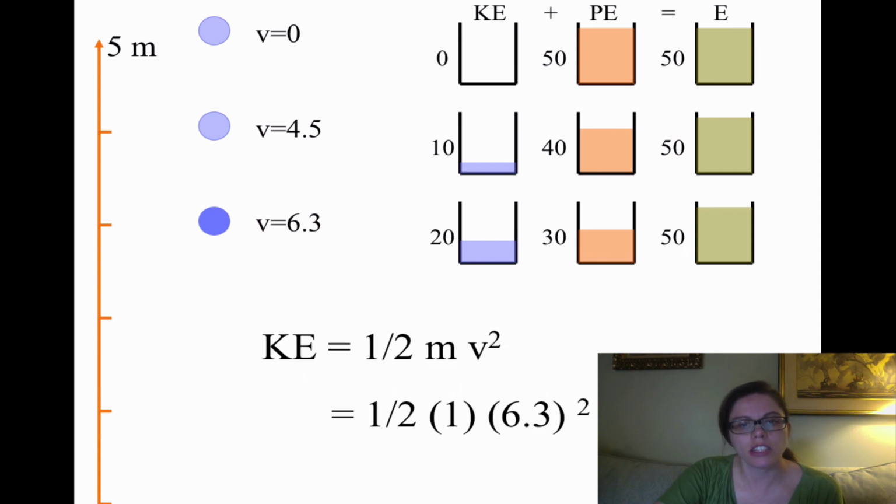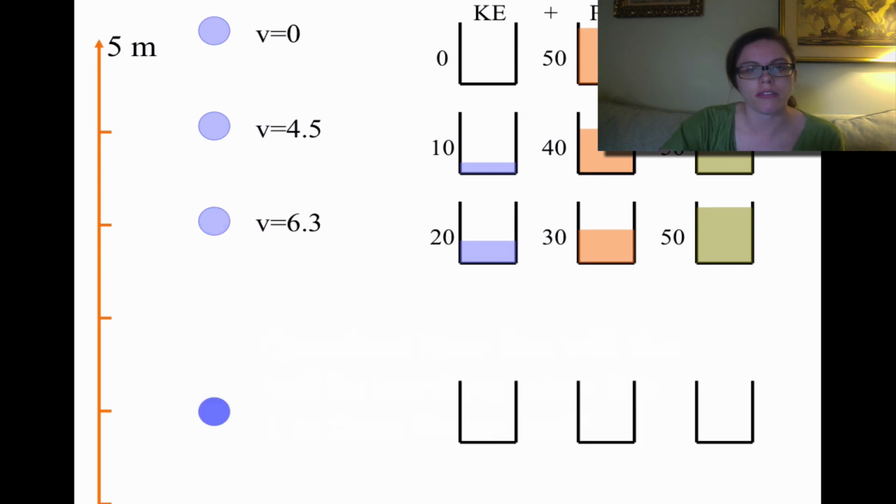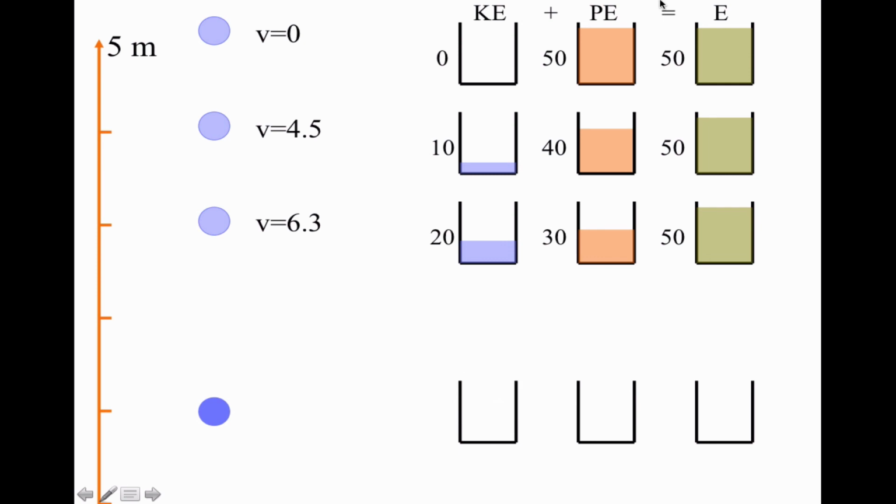So kinetic energy is 1/2 mv squared. So 1/2 mv squared is 20. So the question is, how fast will the ball be traveling when it's 1 meter from the ground? You could definitely use kinematic equations, but let's look at it from the energy perspective. So the potential energy here, what do you suppose that will be? 50, 40, 30, 20, 10, or mgy. Mass is 1, g is 10, and y is 1, so that would be 10.